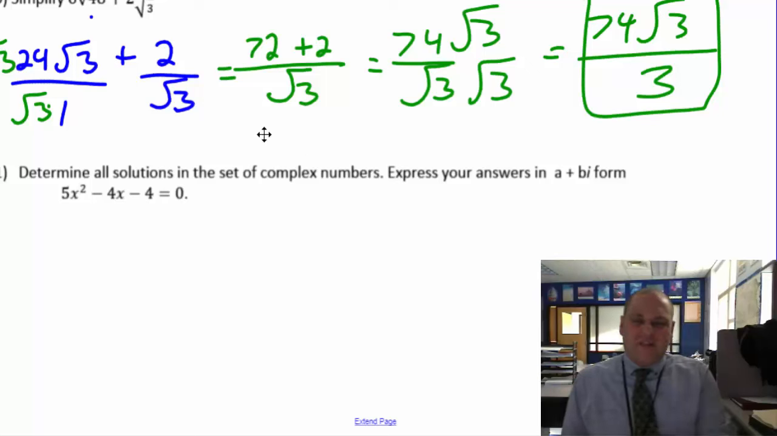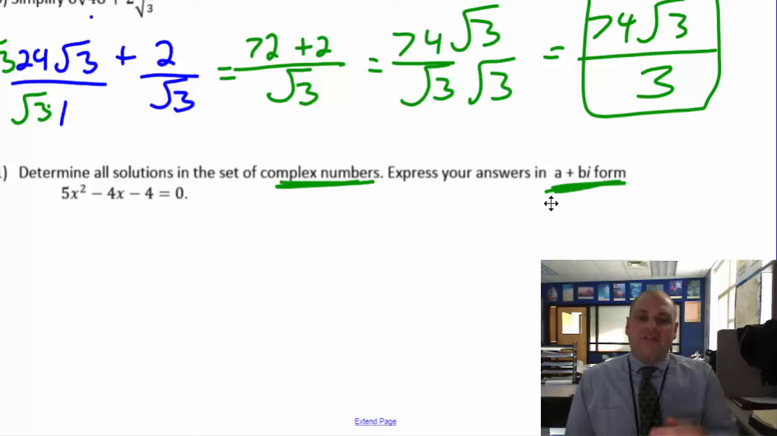Determine all the solutions. Now, there's a mistake on this problem, but I'm not going to change it now. See how it says complex numbers and then a plus bi form? That's kind of telling you you're going to have complex roots, but these actually don't. There's a typo. It should have been +4, but that's okay. We're going to leave it the way it is. We're just going to solve it.